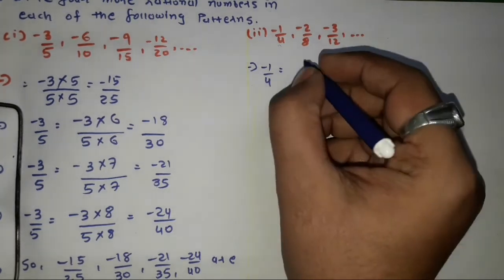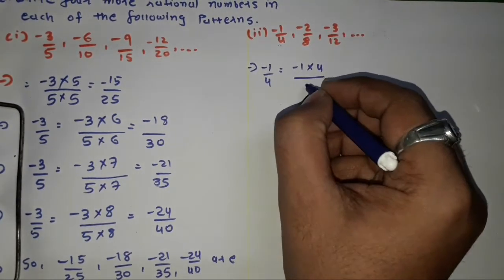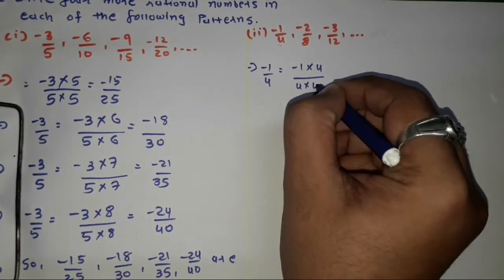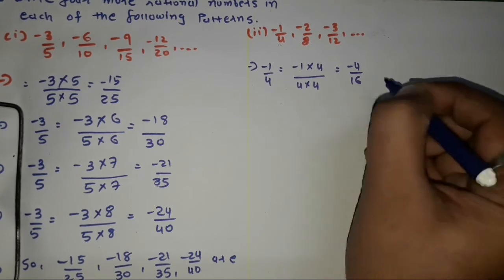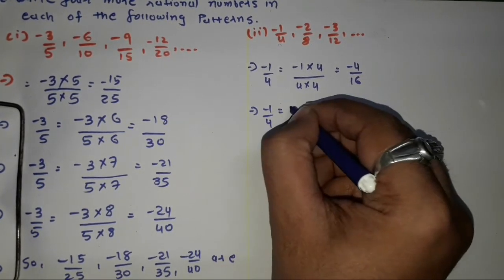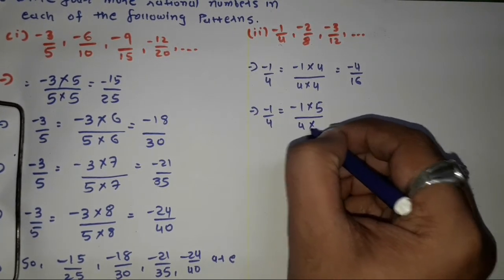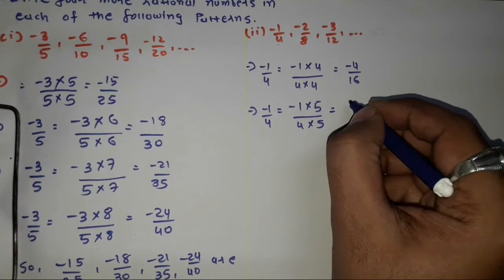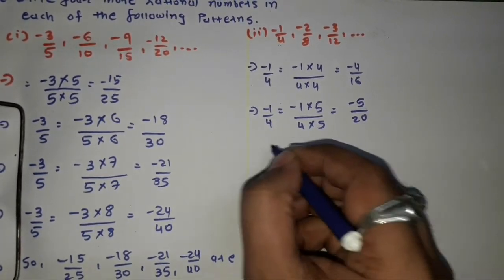So now we will take the next one, that is minus 1 multiplied by 4 upon 4 multiplied by 4. So minus 1 into 4, I will get minus 4 upon 16. Similarly, minus 1 upon 4. Now minus 1 multiplied by 5. The next number will be 5, and in the denominator also I will multiply with 5. So minus 5 upon 20.